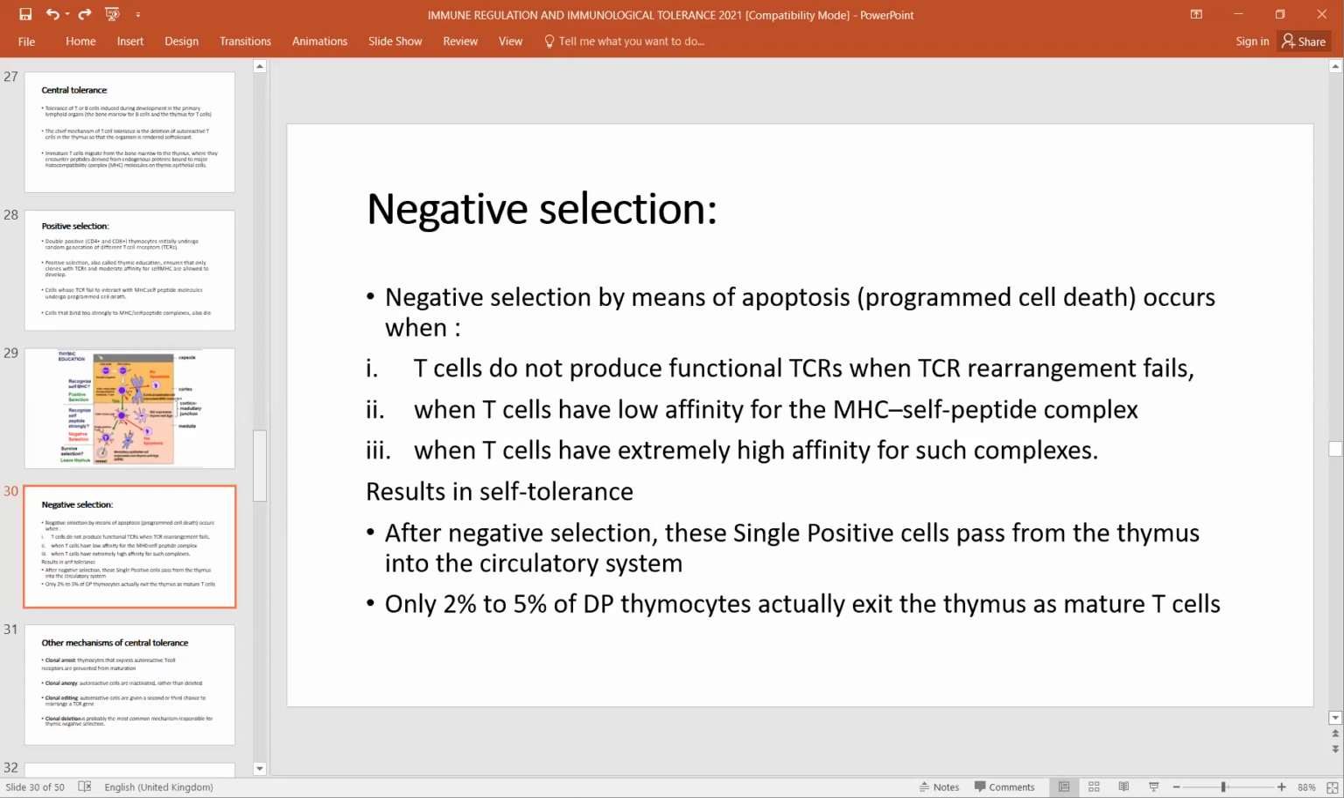This results in self-tolerance. After negative selection, these cells pass from the thymus into the circulatory system. Only 2 to 5% exit as mature T cells. But of these, we can call that 100% we referred to, those 80 to 85% now have to be dealt with.